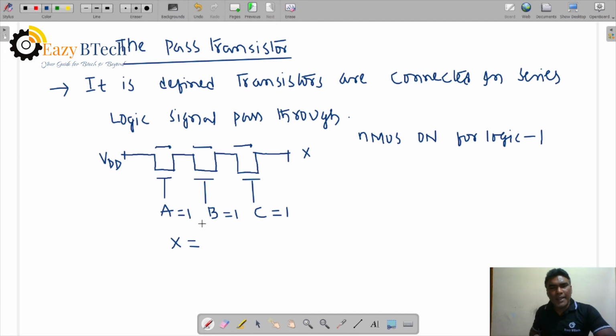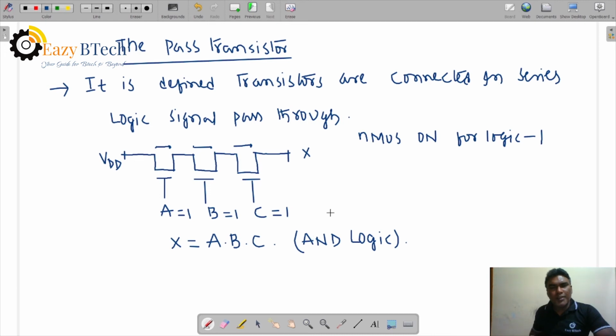So it acts like an AND logic. A into B into C. It is an AND logic. So for series connected transistors, the logic applied is AND logic. These are AND logic pass transistors. When you are applying gate voltage, A is equal to B is equal to C is equal to 1, the signal passes through.